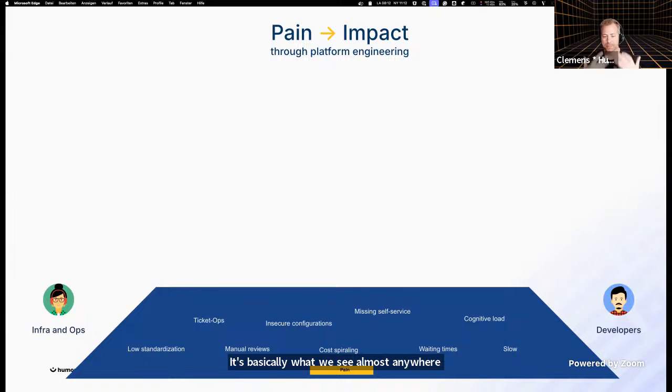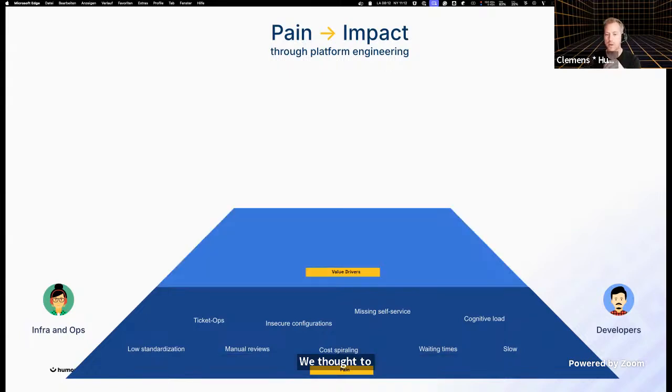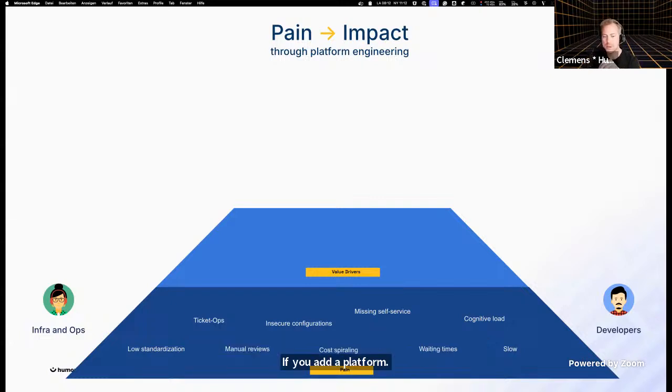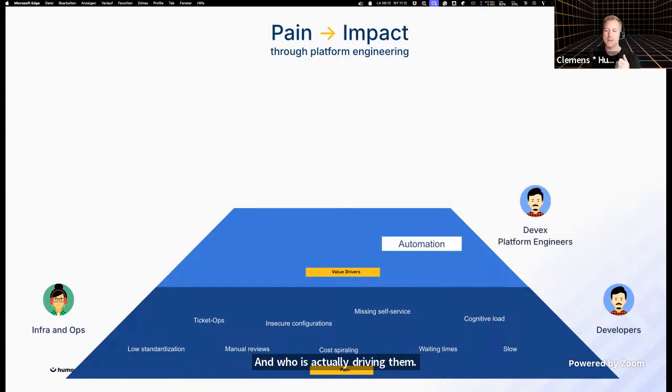And we thought to ourselves, what could be the best remedy in this case? And we think that is platform engineering. So if you add a platform to remedy that situation, then you need to look at the key value drivers and who is actually driving them. So we have the DevX or developer experience platform engineers on one side. They are, so to speak, the champions of the developers, and their weapon of choice is automation.